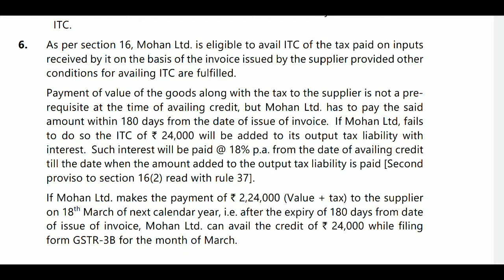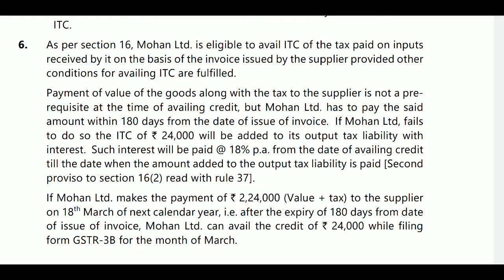If Mohan Limited fails to do so, that ITC of 24,000 will be added to its output tax liability with interest after the expiry of 180 days. Such interest will be paid at the rate of 18% from the date of availing the credit till the date when the amount added to the output tax liability is paid.